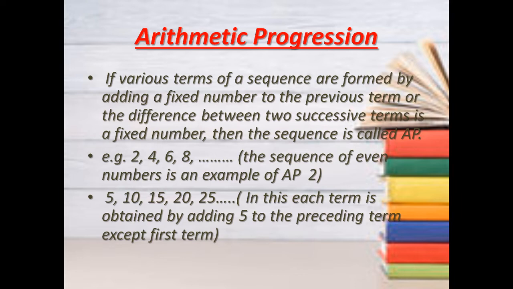I repeat once again: if various terms of a sequence are formed by adding a fixed number to the previous term, or the difference between two successive terms is a fixed number, it is an arithmetic progression. What are successive terms? If you take an example of 1, 2, 3, 4, 5, 6, 1 and 2 are successive terms, 2 and 3 are successive terms. Any two numbers which are one after the other are called successive terms. I think everyone understood what an arithmetic progression is.